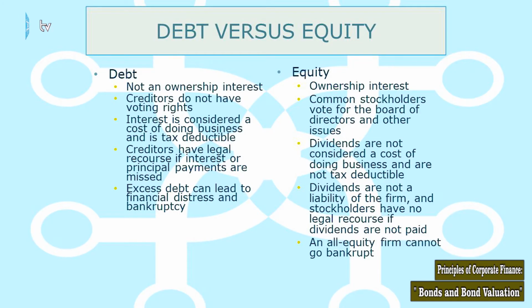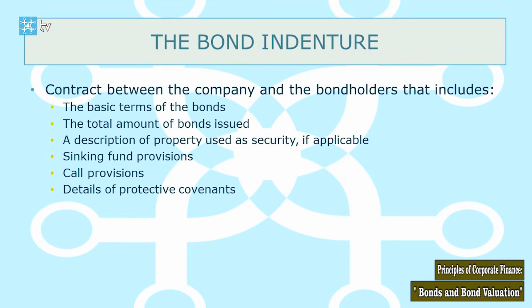Bond indenture, we said, is the contract between the company and the bondholders that shows the basic terms of the bonds. These are coupon rate, payment period, schedule, maturity, and other terms, and the total amount of bonds issued.